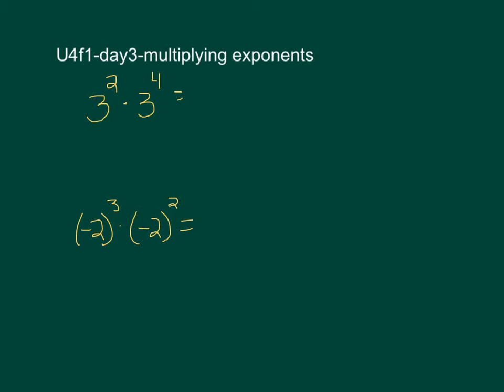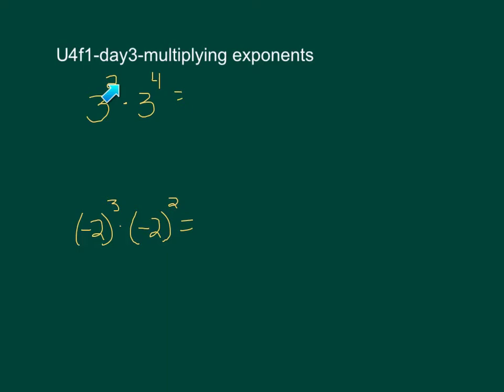Unit 4, formative 1, day 3, multiplying exponents. And these are going to be exponents with the same base. Okay, your base number is your large number, and the little ones are your exponent. So I have 3 to the second times 3 to the fourth. Okay, I'm going to write it out the long way so you guys can find a shortcut.